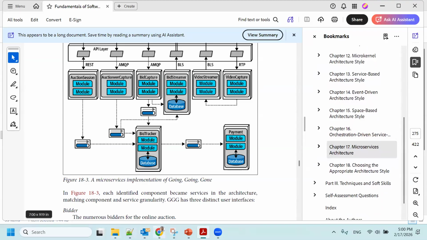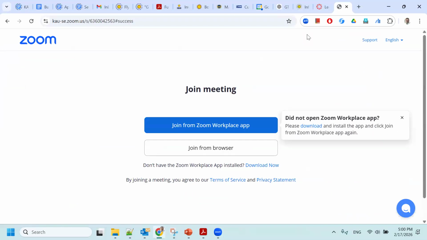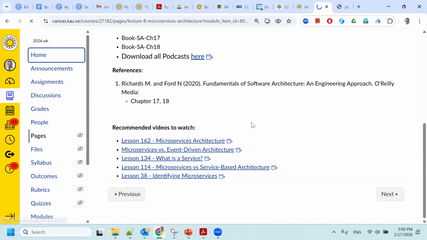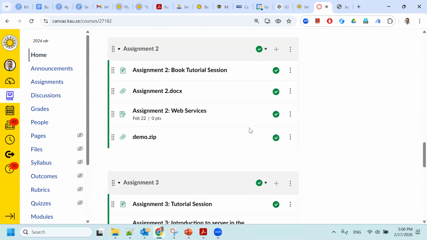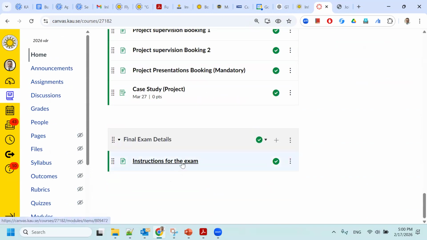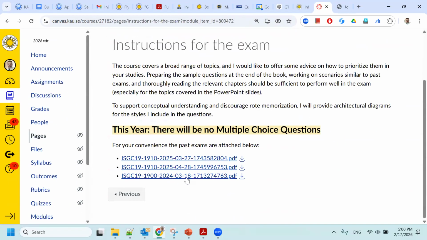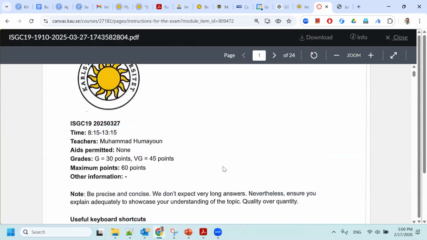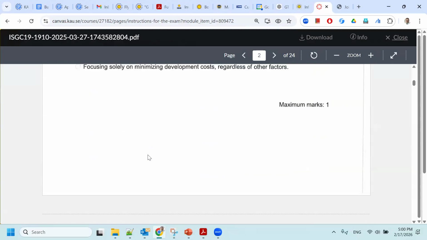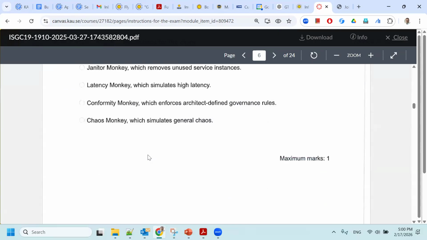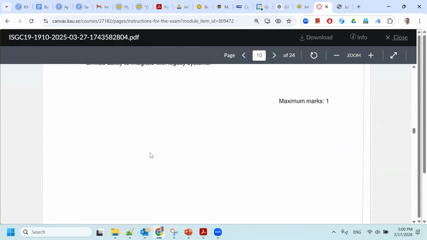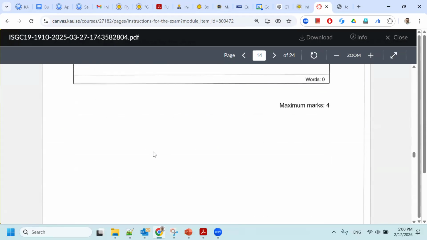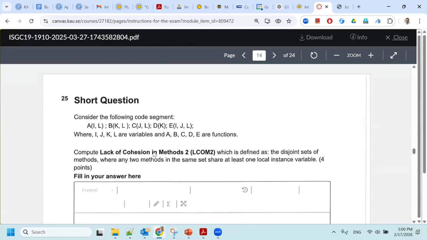What I suggest is that you go here and look for the past exams. Over here, let's see the final exam. So I'm going to open one exam. Let's see what we have there. There were some multiple choice questions, but I will not give multiple choice questions this time. I said it on the same page. It will be just short answers and some scenario-based questions like this one. So that is one short question.